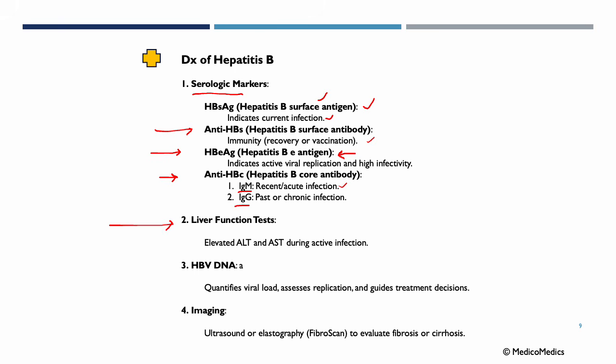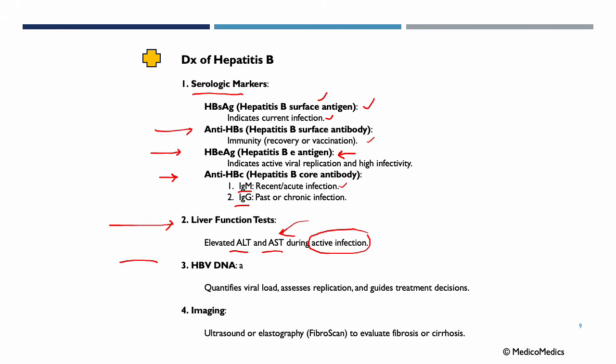Now then, moving on to liver function tests. We will expect to see elevated ALTs and ASTs during active infection. If you're not super clear on what ALT and AST are, please check our previous lecture on hepatitis type A, where we discuss it in more detail.